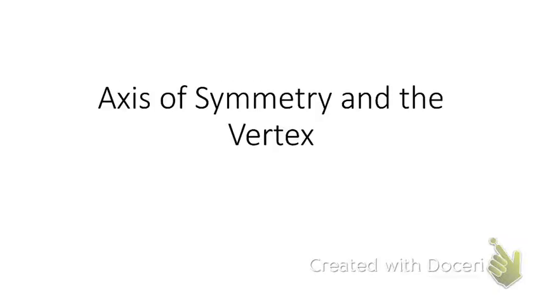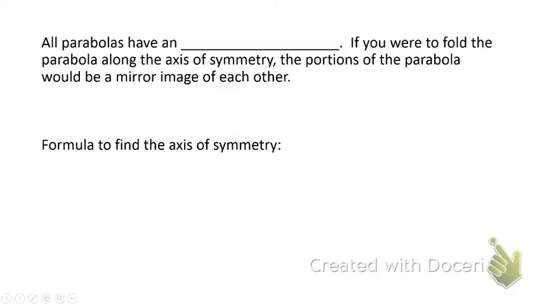Okay, so our part 2 video is titled The Axis of Symmetry and the Vertex. How do we find those? So the first thing that we have to look at is all parabolas have what we call an axis of symmetry. Okay, if you were to fold the parabola along the axis of symmetry, if we were able to fold it in half, the portions of the parabola would be a mirror image of each other.